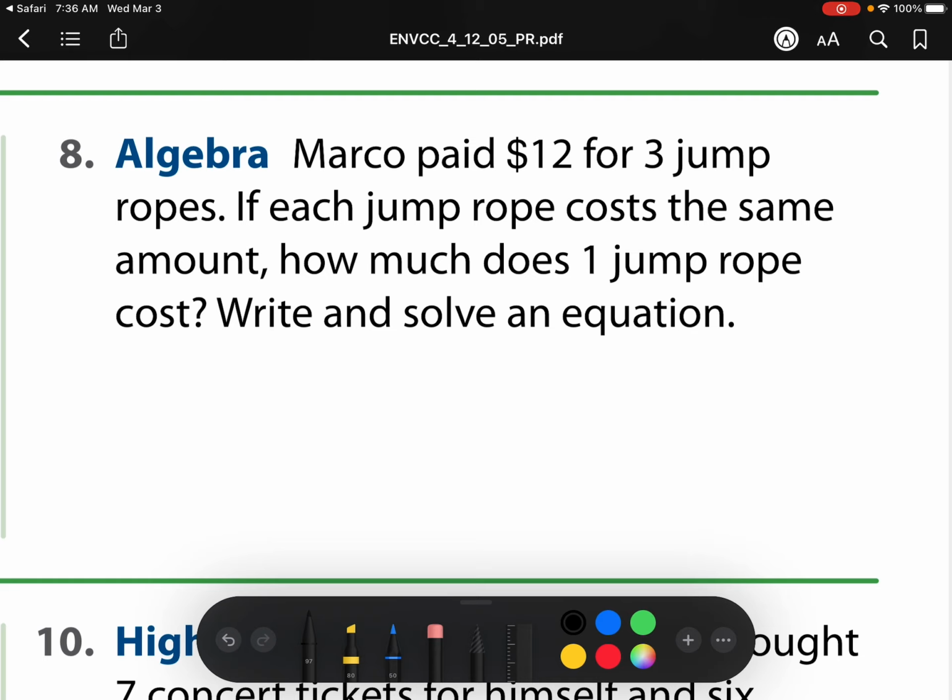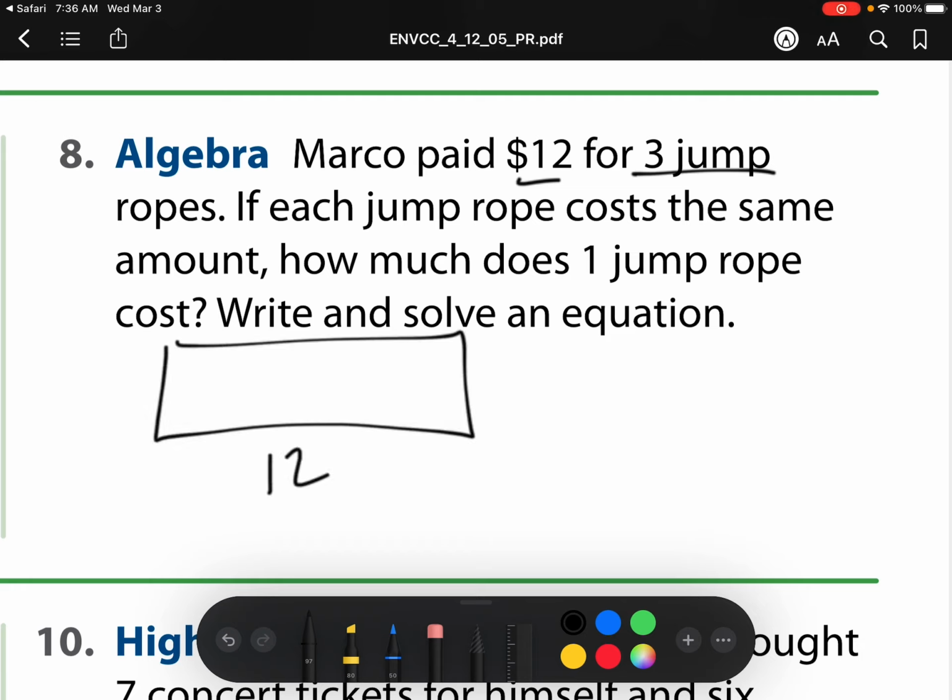Now for number 8, Marco paid $12 for 3 jump ropes. If each jump rope costs the same amount, how much does 1 jump rope cost? Write and solve an equation. Well, we have a large number, 12, and we're breaking up into 3 equal groups. So what is that? When we go from something large to small equal groups, that's division. So we need to write and solve an equation. So we're doing 12 divided by 3 equals a question mark.